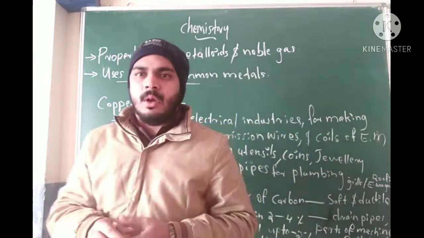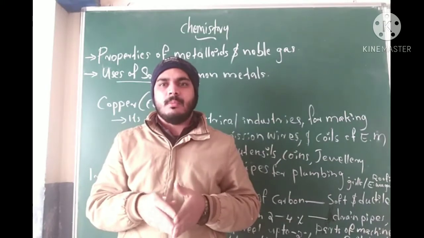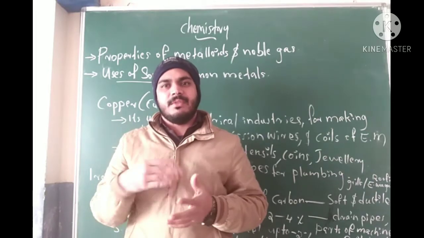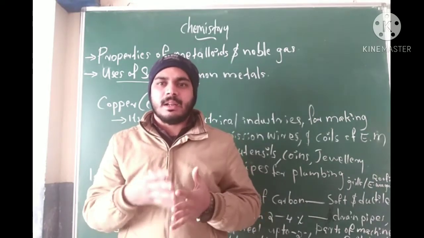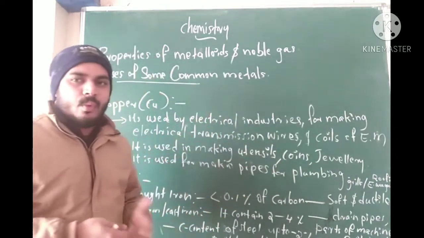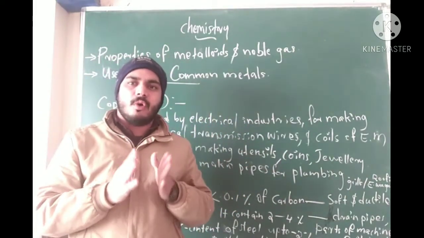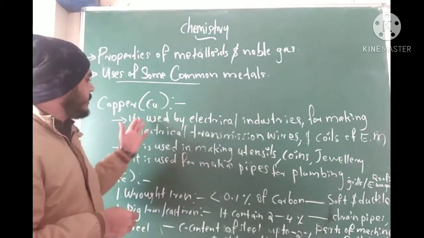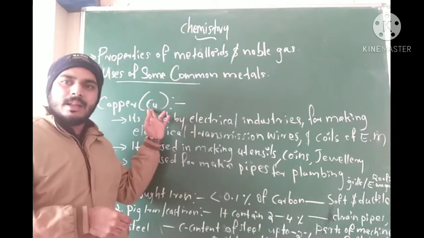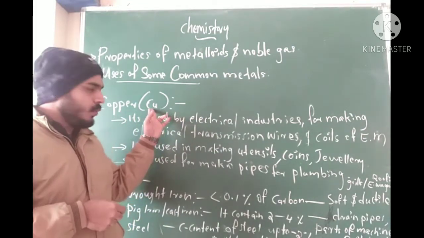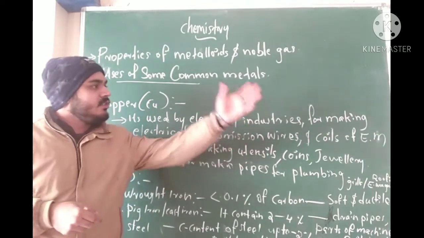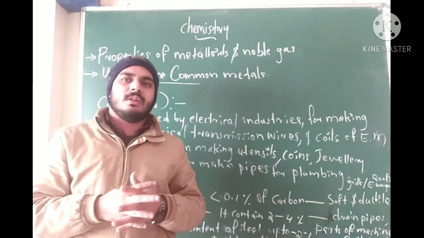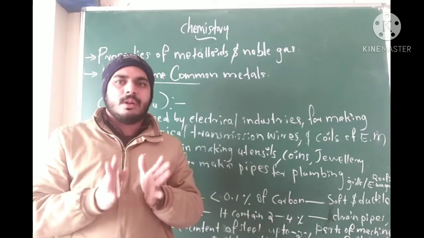The first one: copper, a large percentage of which is used in different ways. For example, making electrical transmission wires. The major portion of copper is used in electrical works and electrical appliances. What is the chemical symbol of copper? Cu. So it is used by electrical industries, where copper is one of the most important metals.